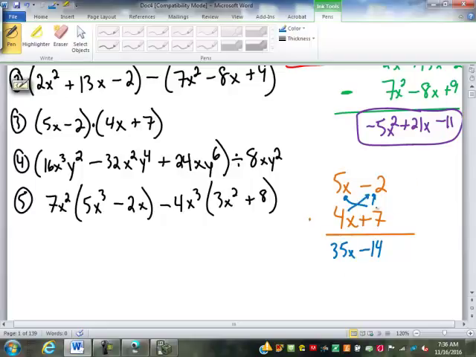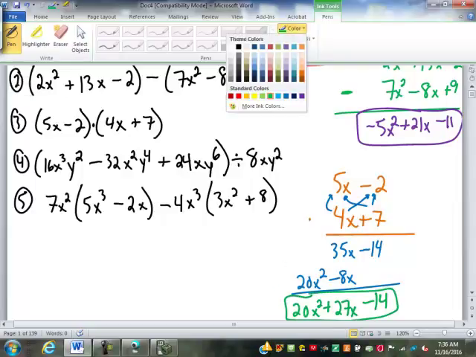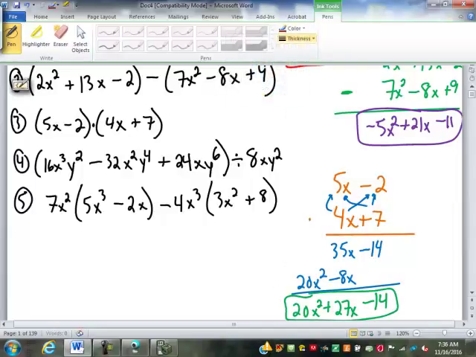Now I've got 4x times negative 2 is negative 8x, and 4x times 5x is 20x squared. Now I add down the columns. I've got negative 14 there. 35 and negative 8 is a positive 27x. And then 20x squared. Any questions on that one?